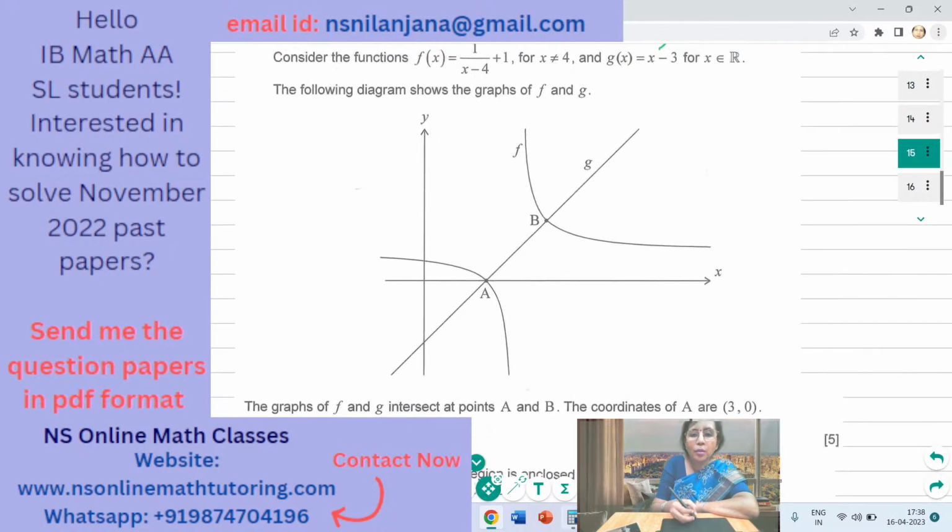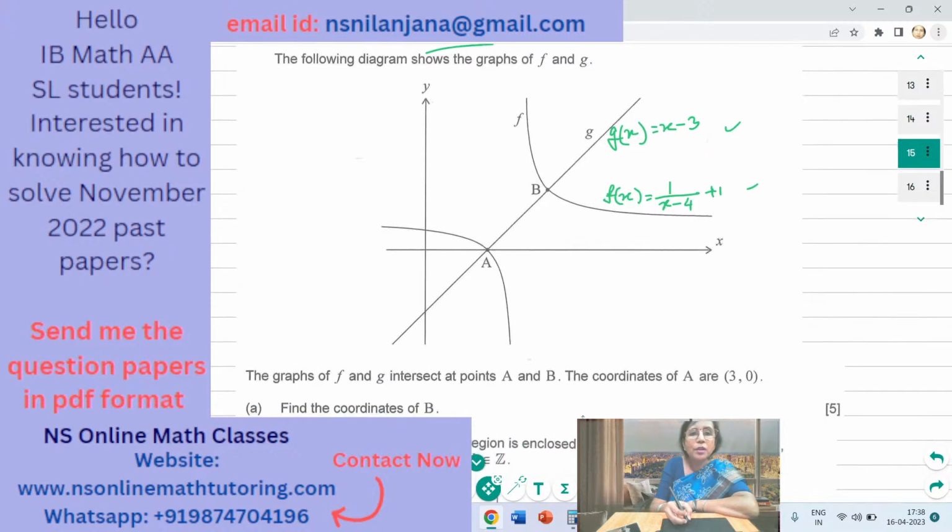Let me just copy the expressions. f of x is equal to 1 over x minus 4 plus 1, and g of x, this one, is equal to x minus 3. I hope you are being able to see these expressions as well as my writings. Okay?